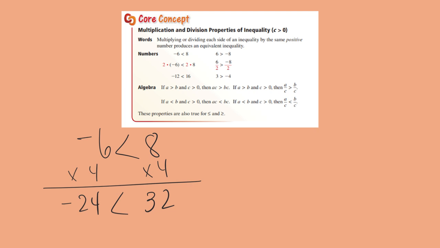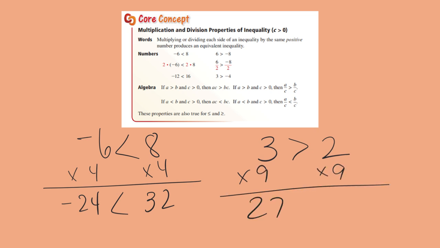So let's say we have 3 is greater than 2, right? Give me any number. Let's use a number bigger than 1, because we already know 1 is going to keep the number itself. So what number? Let's do 9. 3 times 9 is going to be 27, and 2 times 9 is 18. Is 27 still greater than 18? My statement still stays true, okay? That's all we're trying to prove here, that the statement is still true.